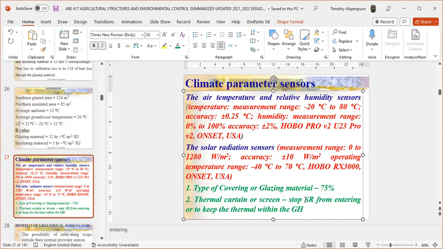Tropical regions now. Tropical regions have higher temperatures. Temperate are cold regions. You should get it right. Temperate regions are cold regions, while tropical are what? The hot regions. So you most times use thermal curtains to stop solar radiation from entering the greenhouse in the tropical regions. While in the temperate regions, you use thermal screen to do what? To keep the thermal energy within the greenhouse from escaping.